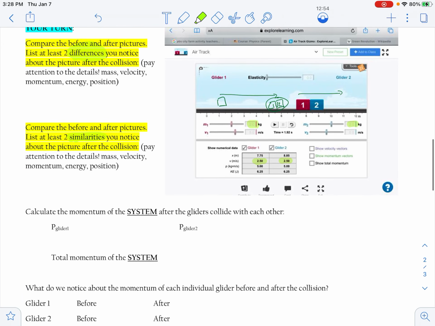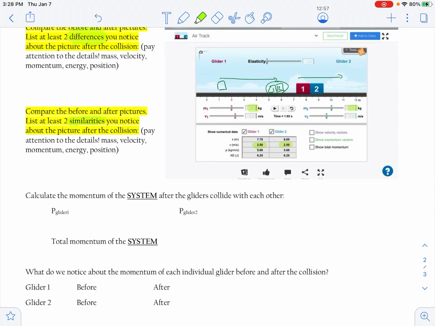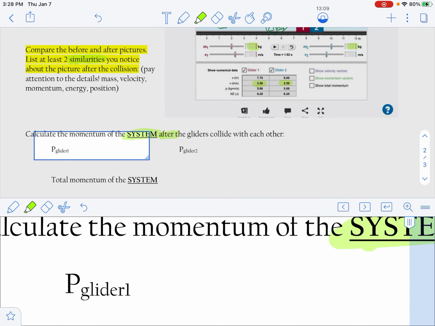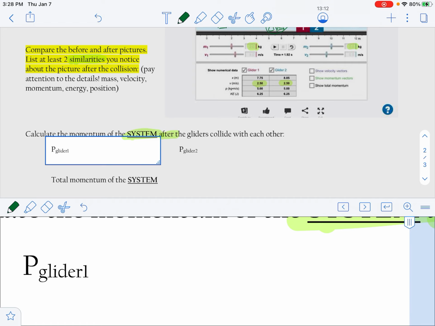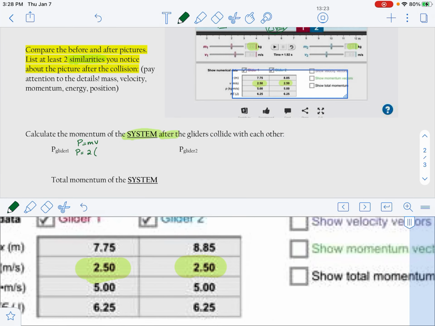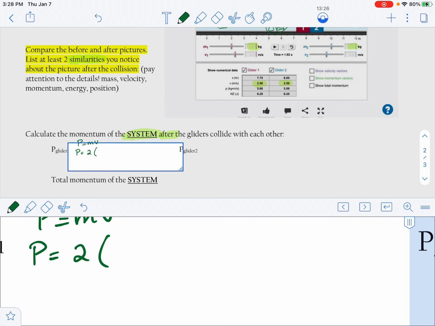So now we're going to do some more math. We're going to see what happens to this system after this collision happens. So now it says calculate the momentum of the system after the gliders collide with each other. So same thing as we did before. The momentum of the system is going to be the momentum of the one plus the momentum of the other. So glider 1, I have P equals mv. The mass is still 2. The velocity we looked at, right? The velocity is 2.5 now. Why did it slow down? And this gives me a total momentum of 5 kilogram meters per second.